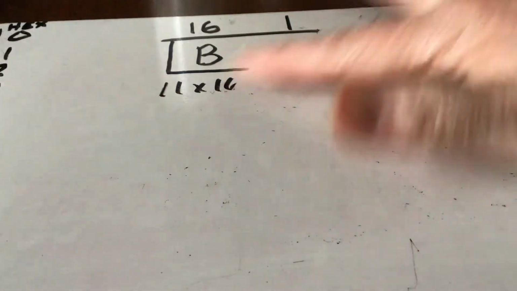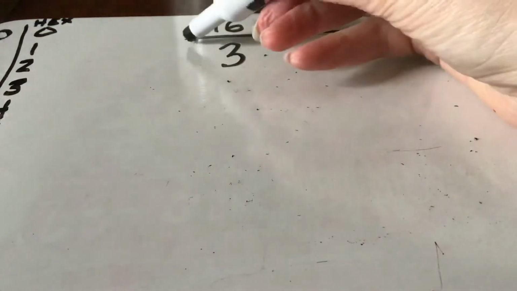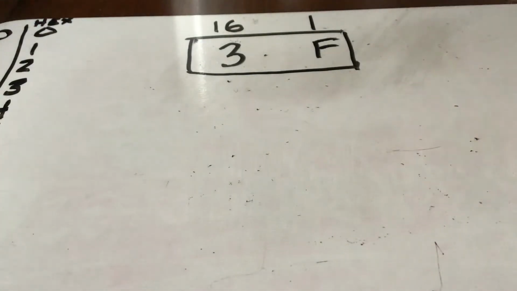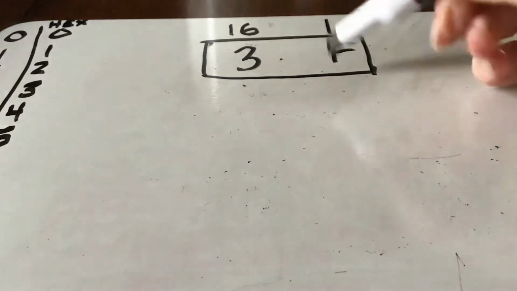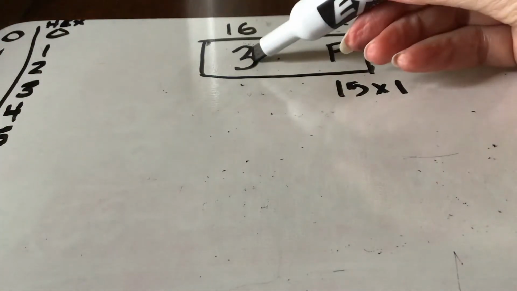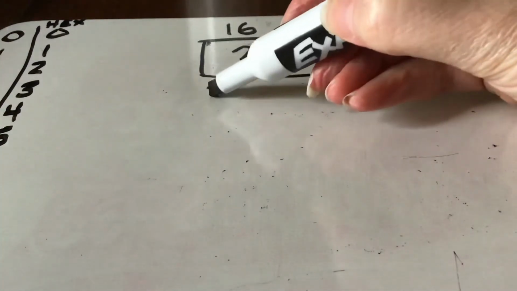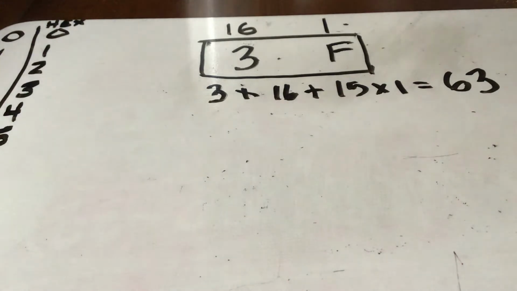Let's try another one. So let's say that you had the hex number 3F. So 3F. In our table here, F represents the number 15. So we're going to take the 15 times 1 because it's in the 1's place value. And then the 3 in the hex system is actually just a 3. So we would take the 3 times the 16 and then add those things together. So we're going to take 3 times 16 plus 15 times 1. And that represents the number 63.